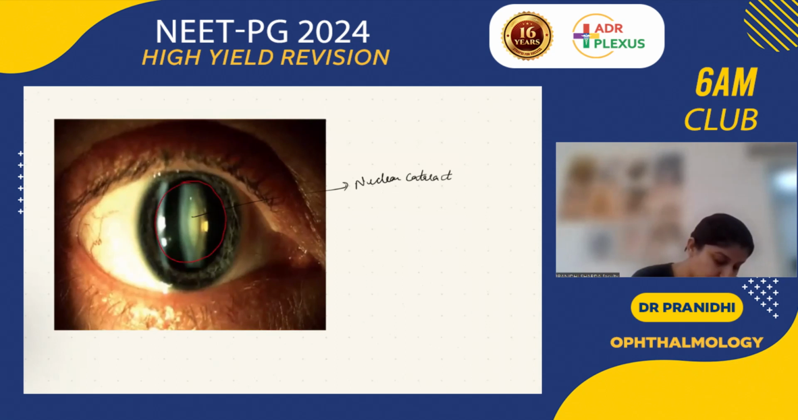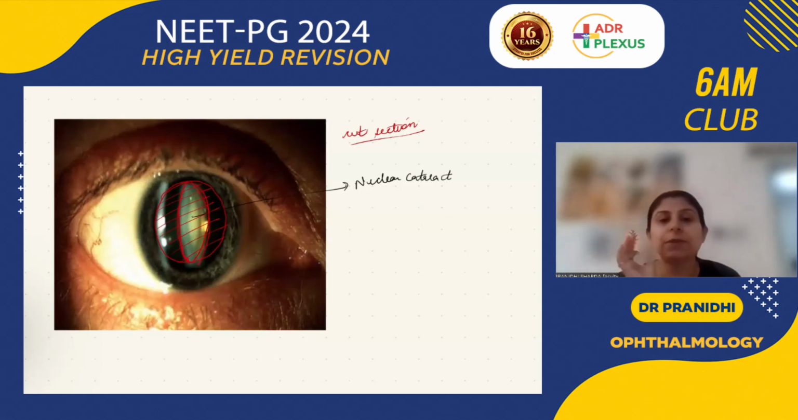The lens is present as a whole. This whole of this is lens. But the part which we are seeing as an opacified structure, we have produced a cut section of the lens, known by the name of slit. We have made a slit.